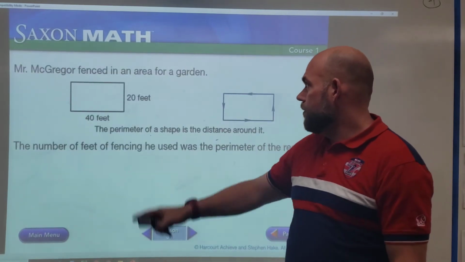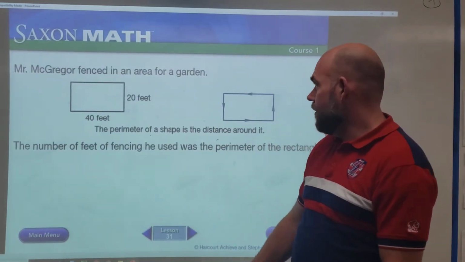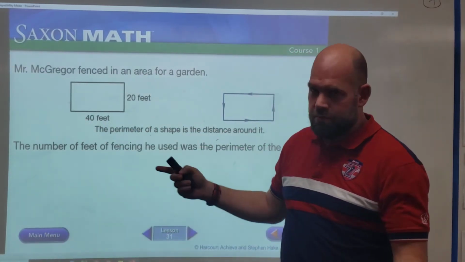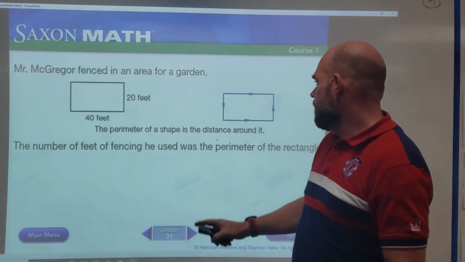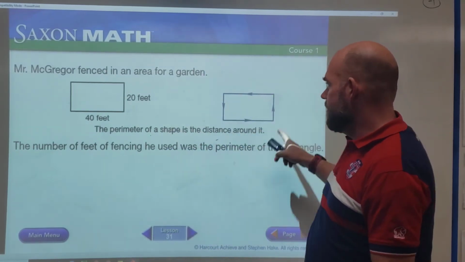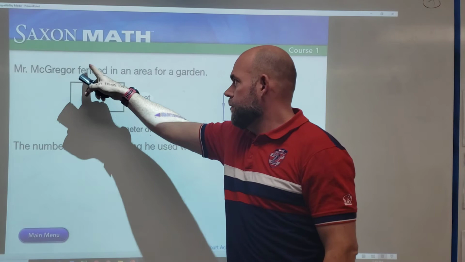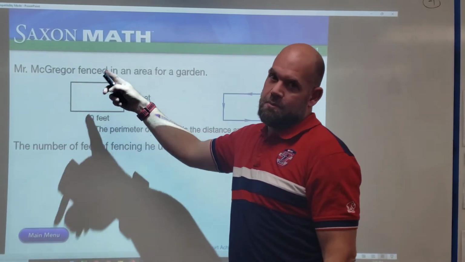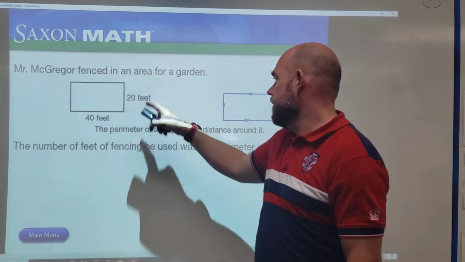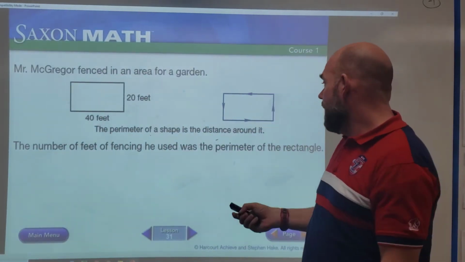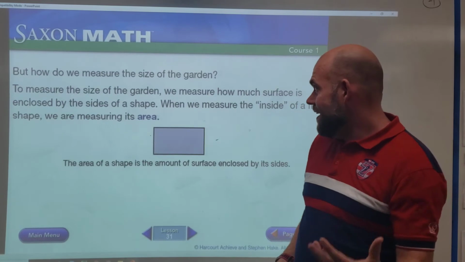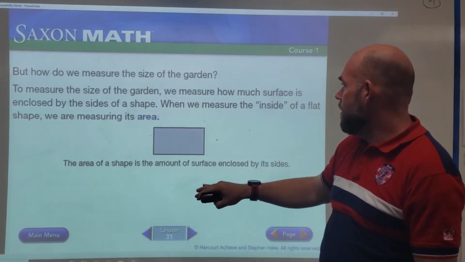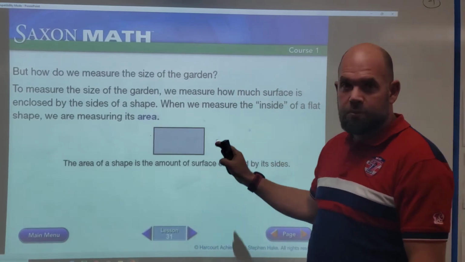All right, so Mr. McGregor has a fenced-in area for a garden. It's 20 feet long by 40 feet wide, or vice versa. And so we see the perimeter is the distance around it. So if we had 20 feet over here and 40 feet up here, we can just add 20 plus 40 is 60, and then times that by 2 is going to be 120 feet around. That's the perimeter. But how do we know what's inside the garden? What's the actual measure of the size of the garden? For that, we need to measure the surface area enclosed by the shapes of the sides.